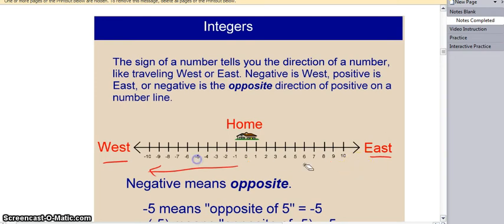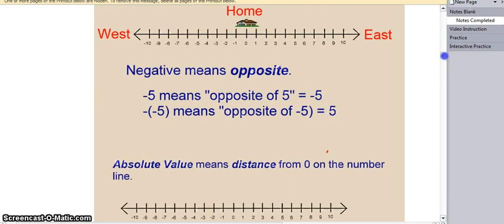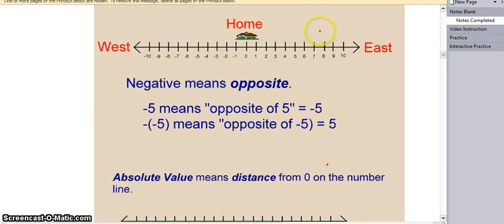Another way to think about negatives that we tend to think about more often is opposite. Negative actually means opposite. So if I am moving in the opposite direction of the positive direction, then I'm moving in the negative direction. So the opposite of 5 is how this is read, and that means -5. The opposite of -5 means +5.